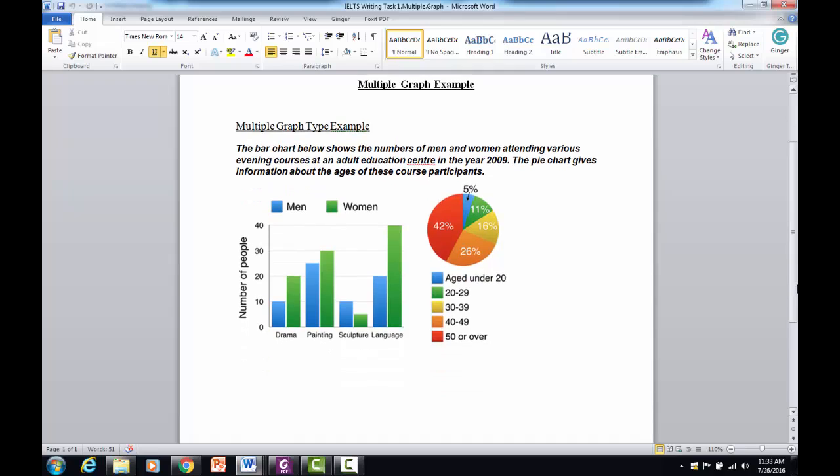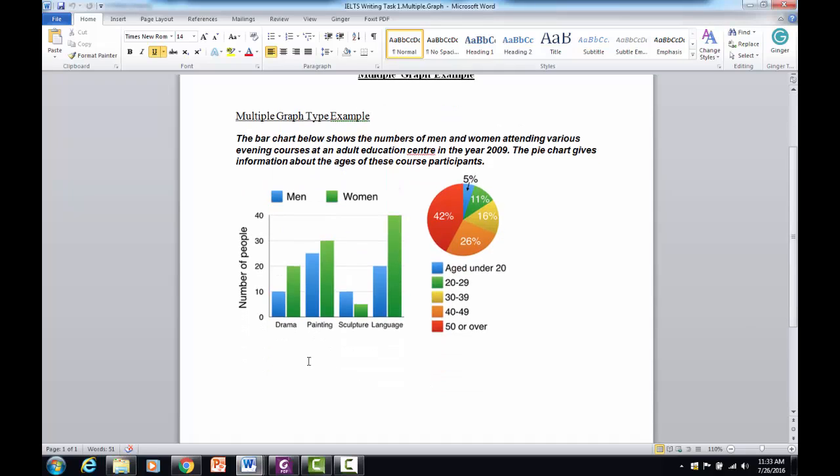So when we look at this, we have two types we have to describe. First, we're going to write a sentence describing what the bar chart is about, and then we're going to write a sentence describing what the pie chart is about. All right, so let's take a look at that, and you'll get a good idea of what the pie chart and the bar chart are about.